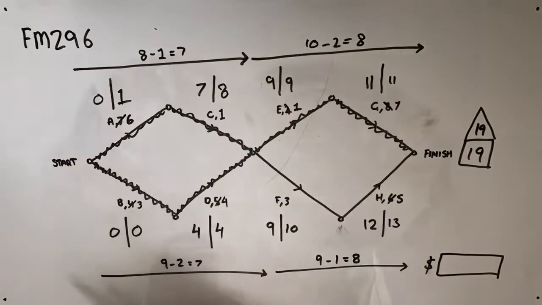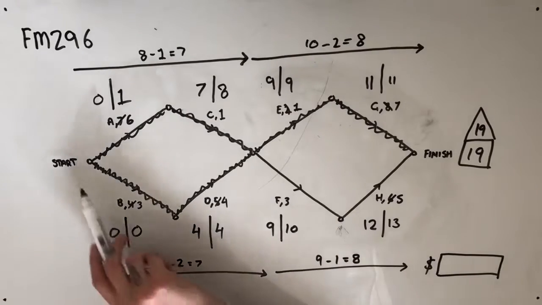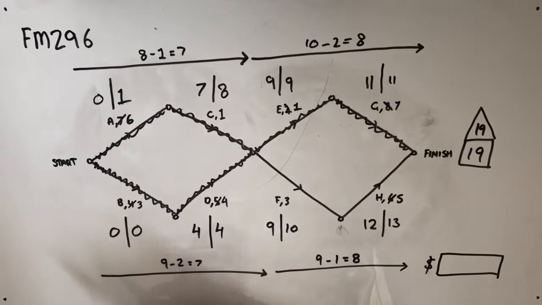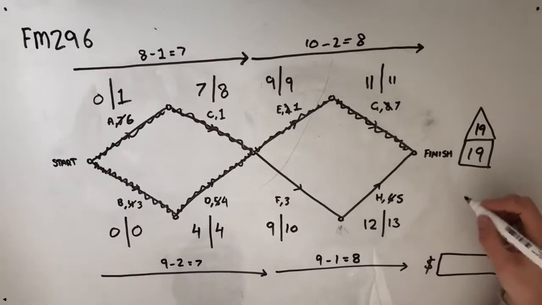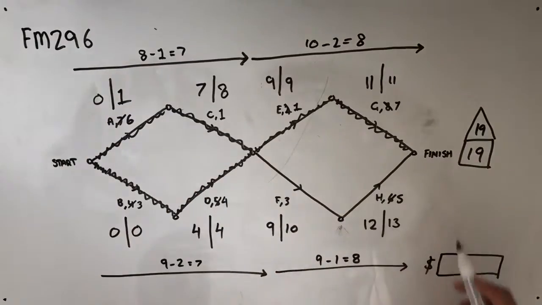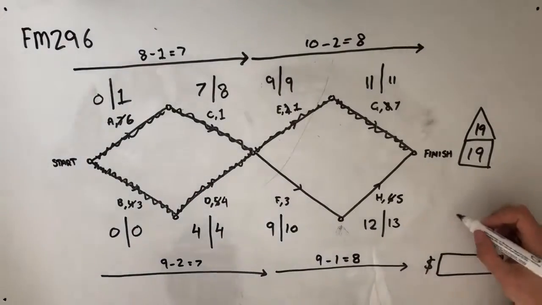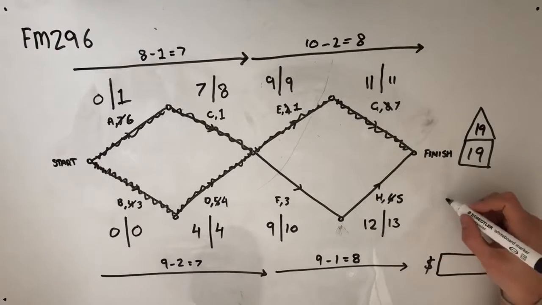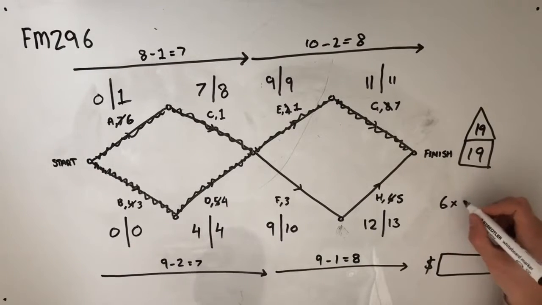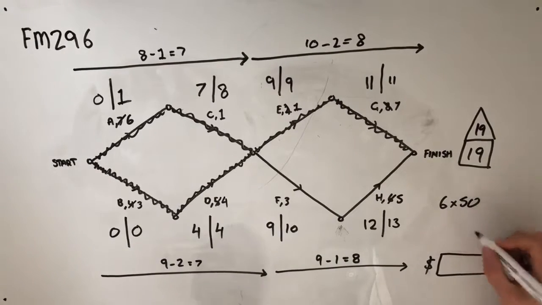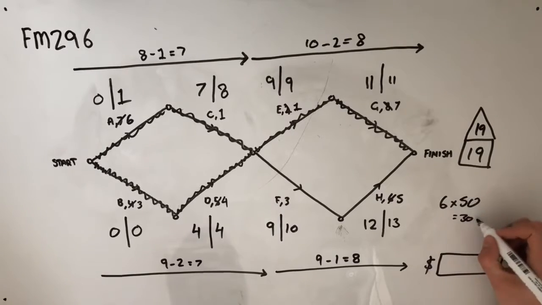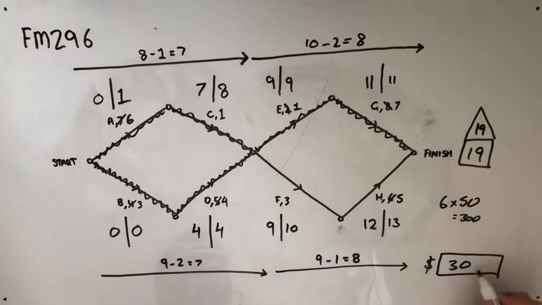So we should now have a completion time that takes 7 days and 8 days. So overall, we should have reduced our overall completion time by 4 days, down to 15 days in total. And in order to do that, we've reduced 6 of our activities by 1 hour at a cost of $50 per hour, which of course is equal to 300. So that is going to be our final answer, $300.